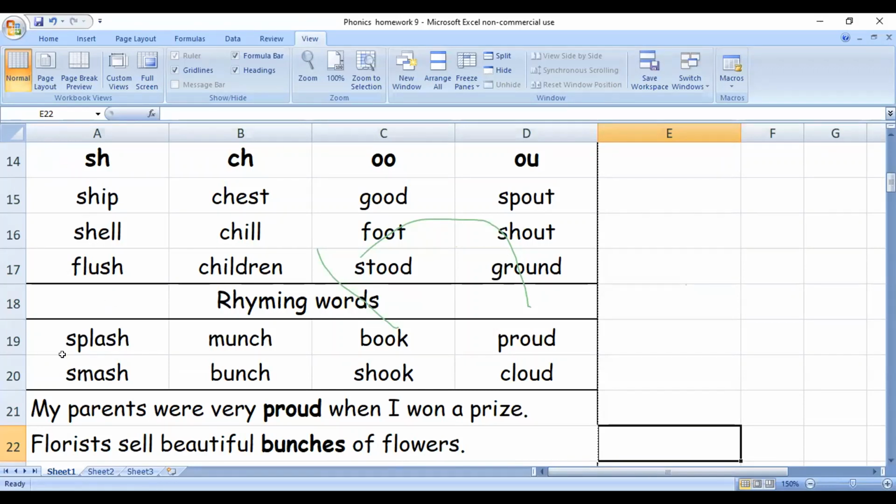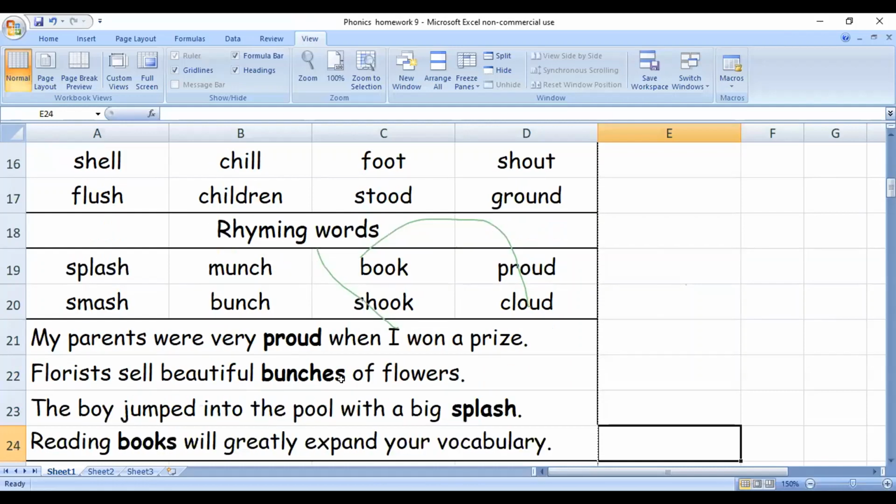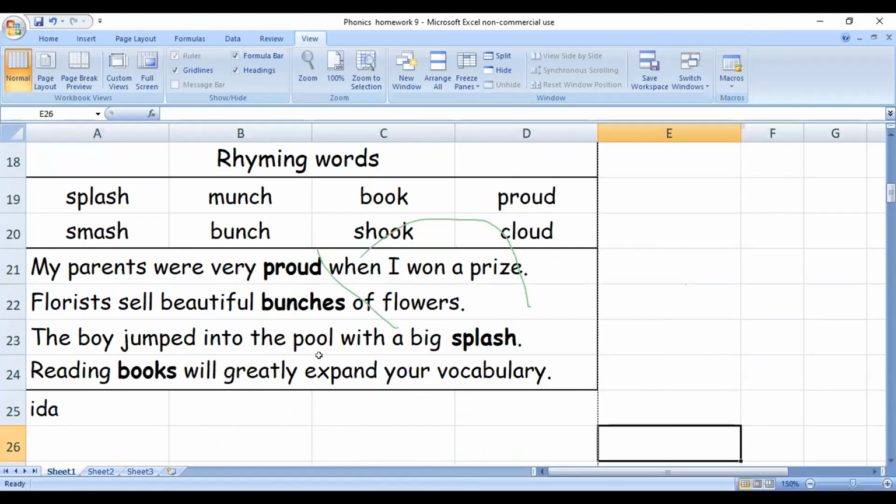Good. Okay, I'm going to do the next one. I'll continue with the next one, reading the, just give me a minute. Okay, I'm going to do the rhyming words, just the same sound like sh, ow. I'm going to do the rhyming words.